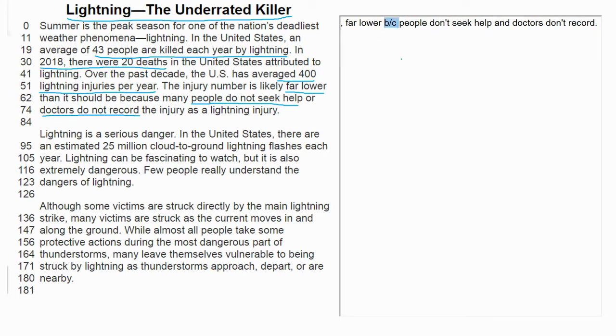So what I want you to notice here is that I've used that idea BC here. That's kind of just my way of showing because. It's a shorthand that I've picked up. There are lots of ways that you can incorporate this shorthand into your note-taking. It's whatever works best for you, so keep that in mind.